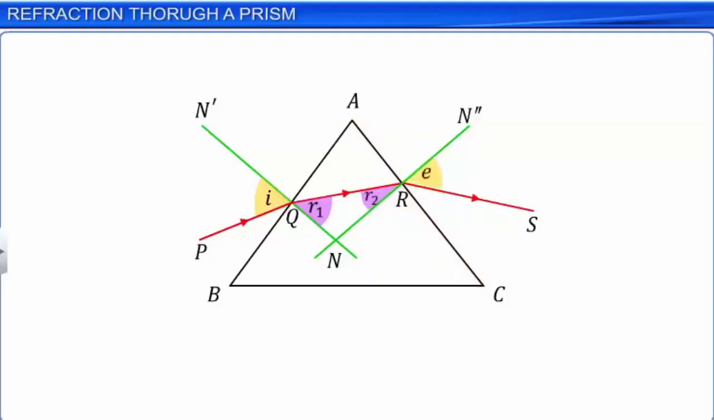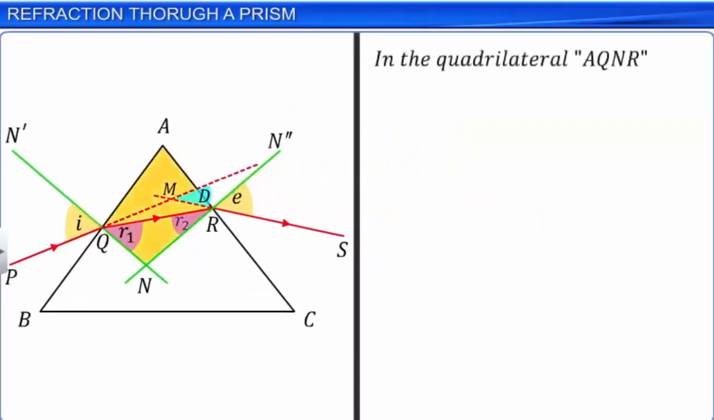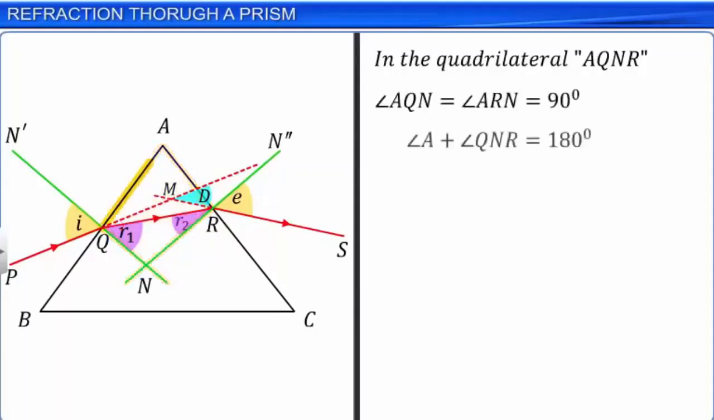In the quadrilateral AQNR, angles AQN and ARN are right angles. Hence, angle A plus angle QNR is equal to 180 degrees. Let this be equation 1. Since the sum of the angles in a triangle is equal to 180 degrees, in the triangle QRN, R1 plus R2 plus angle QNR is equal to 180 degrees. Let this be equation 2.